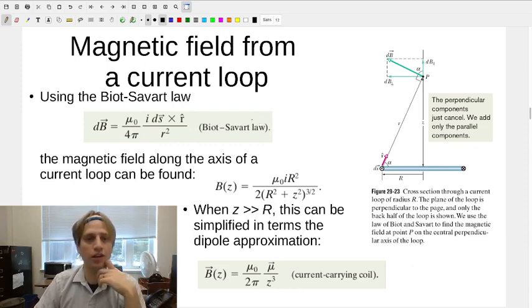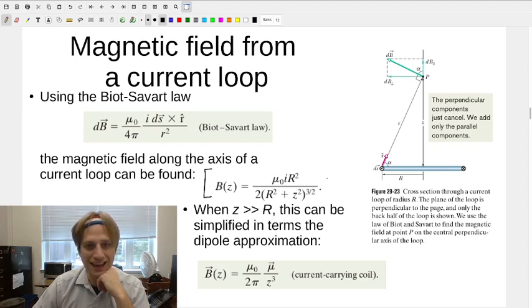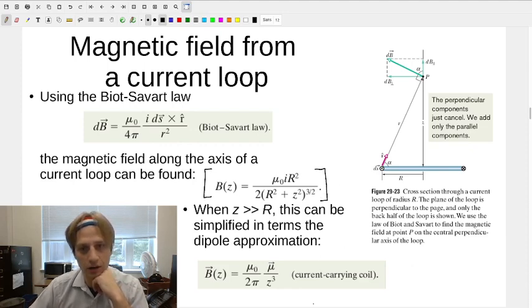So the Biot-Savart law is the fundamental rule of magnetostatics, sort of the same way that Coulomb's law was the fundamental rule of electrostatics. But it's quite hard to apply. And if you do apply it, I'm not going to do it in this video because I'm not sure how illuminating it would be. You can find an exact solution for this case, and it simplifies pretty nicely along the z-axis.